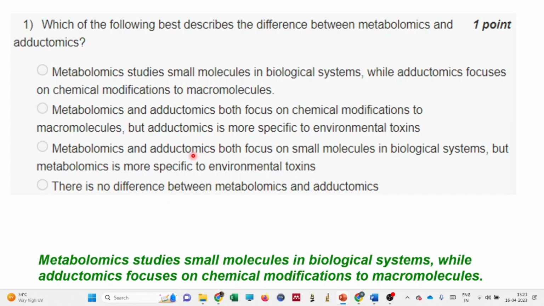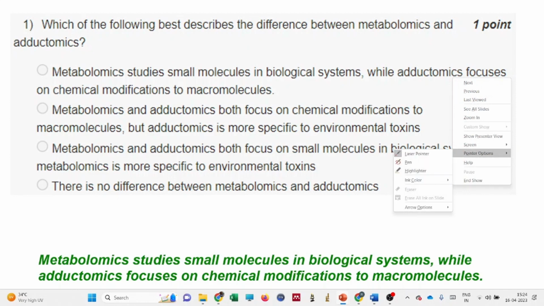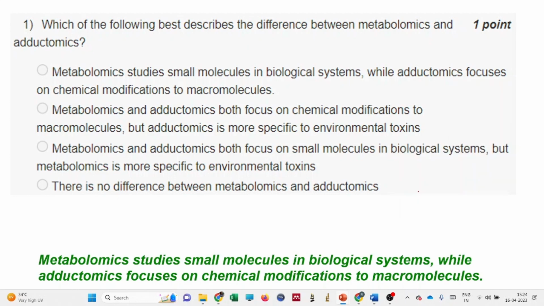So in more generic terms, if you want me to explain, imagine a Venn diagram with two overlapping circles. There's a pen option over here. So this is a Venn diagram with two overlapping circles. The first circle represents metabolomics, and the second circle represents adductomics.